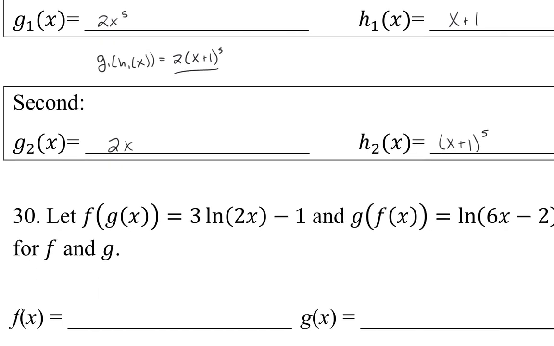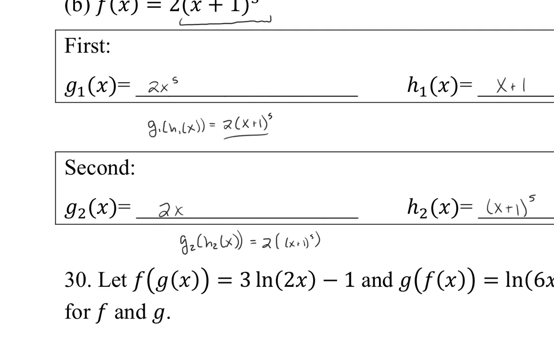Now again, just to check, g2 of h2 of x is going to be 2 times x plus 1 to the 5th. And this, again, is the same as what we started with. So we're good.